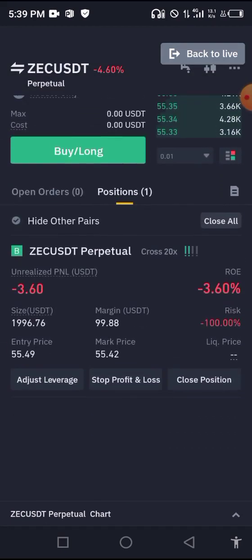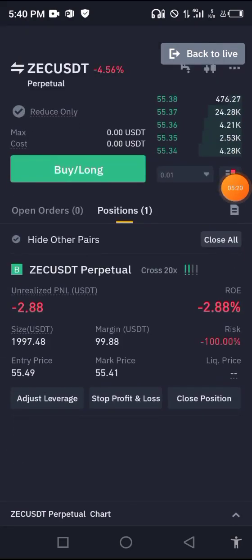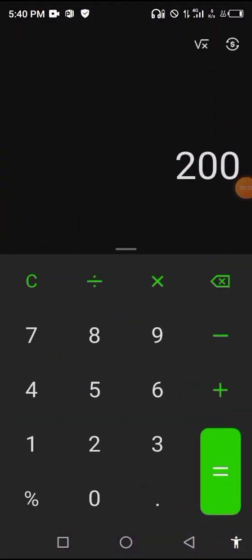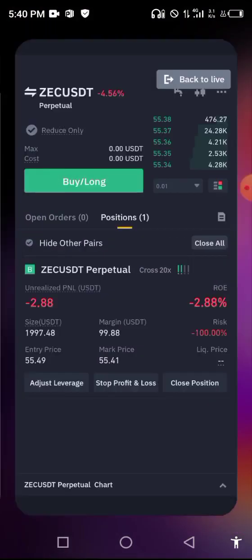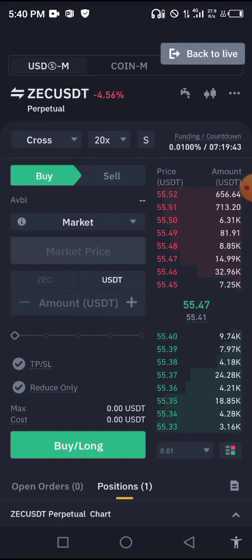So, for example, this is how many dollars I used to enter this trade. I used $100, right? Let's say this coin just did 1%, on 20x leverage. So 1% times 20x leverage means I've just made 20% of my $100. Do you understand? So that's the first thing to look at.